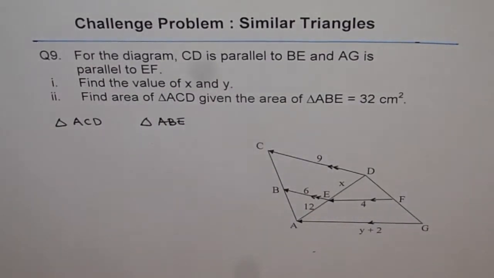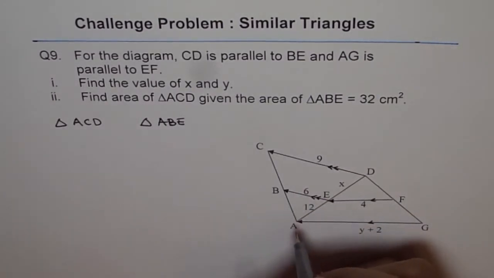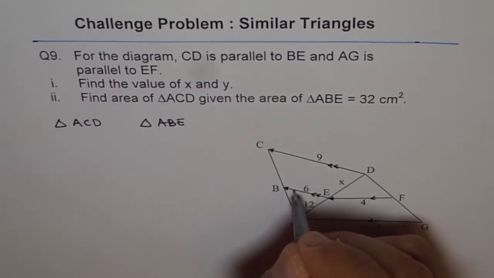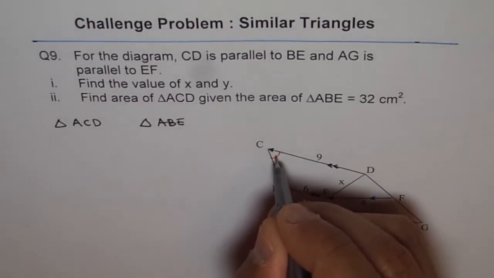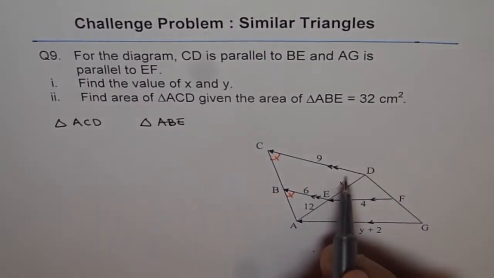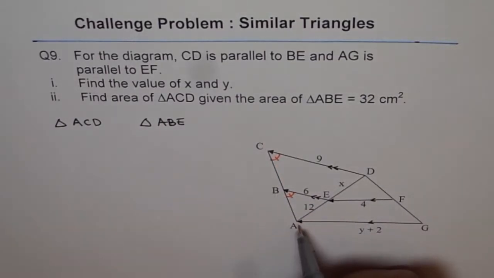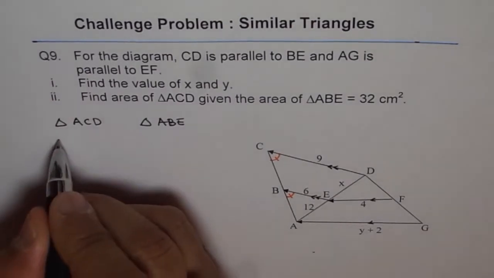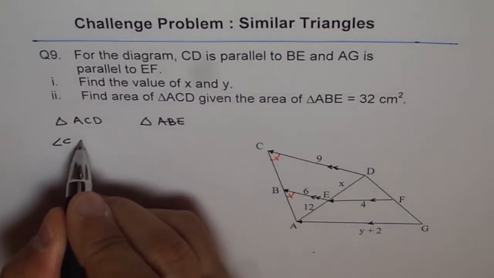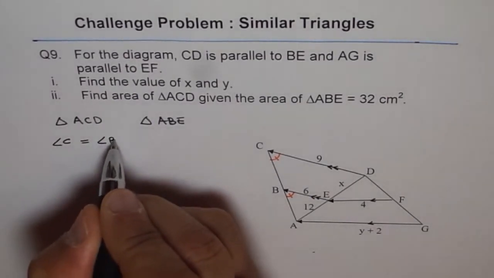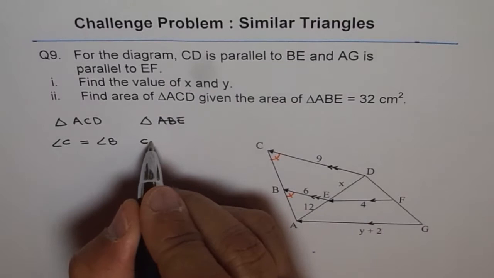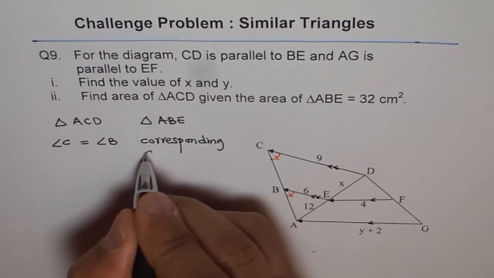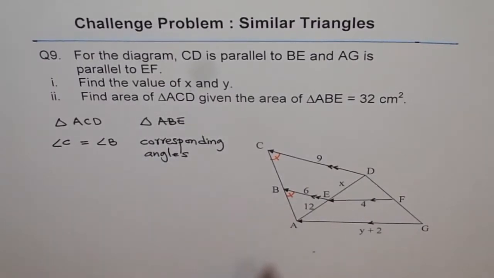Right? Since we are given that these two lines are parallel, that means their corresponding angles should also be equal, correct? So this angle is equal to this angle, correct? So these two angles are equal. Why? Because these are parallel lines and AC is a transverse line. So these are corresponding angles, correct? So we can write angle C is equal to angle B. And the reason is that they are corresponding angles. Correct? So we know that.